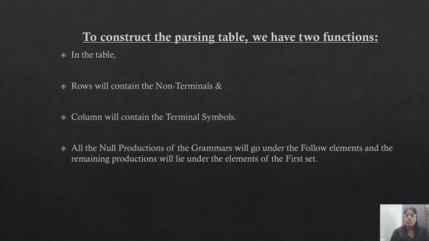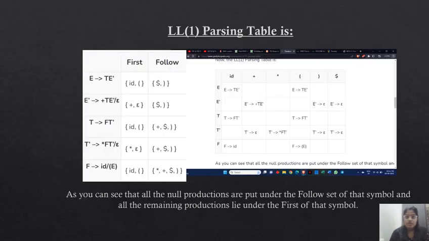So to construct the parsing table, we have two functions. In the table, rows will contain the non-terminals and columns will contain the terminal symbols. All the null predictions of the grammar will be under the follow elements, and the remaining predictions will lie under the elements of the first set. So this is the LL1 parsing table.